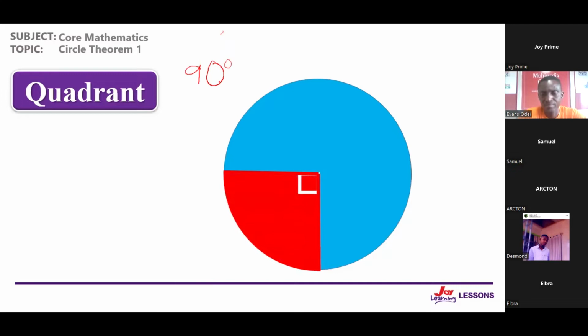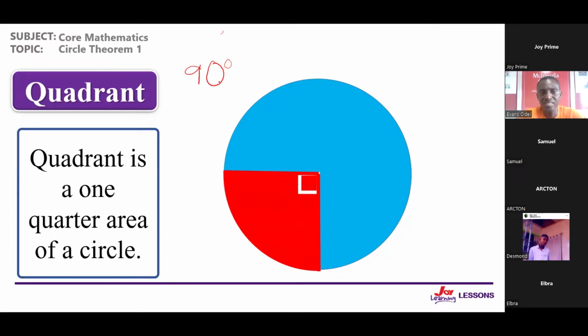So tell me, how many quadrants can we get in a full circle? I'm sure your answer is four, right? Great, because we can have four different areas. If we divide the circle into four equal parts, each of them will have a central angle of 90 degrees. So by definition, a quadrant is one quarter area of a circle.